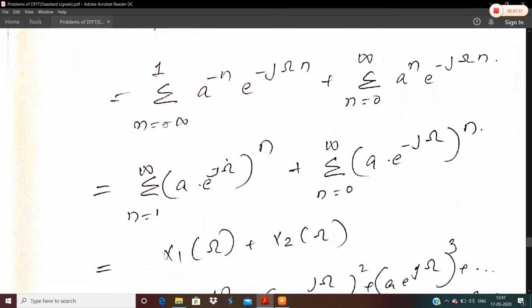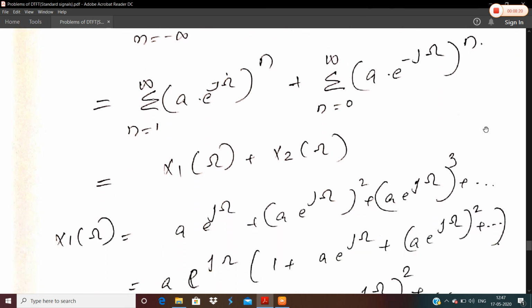In the next step, as we did in the previous question, sigma n is equal to minus infinity to minus 1 can be made to sigma n is equal to 1 to infinity if you change all these signs. That is, this is negative. If you make it positive, then you can write it as a into e raised to j omega whole raised to n, because you are changing the limits and you are changing the sign also. And this can be written as a into e raised to minus j omega whole raised to n.